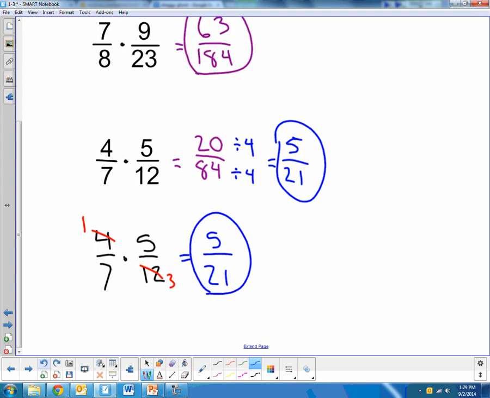Neither one is faster, neither one is easier. It depends on what you're most comfortable with. You still have to multiply. You still have to reduce. It just depends on what order you want to do it.